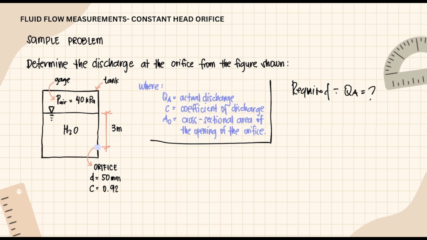Why did I write Q sub A rather than Q sub T? It is because C is already given. If C is not given, then we can only compute for Q sub T, or theoretical discharge, rather than Q sub A, or actual discharge. Also, if H sub L or the head loss is given, then the computed discharge in that particular equation would be Q sub A. If the system is ideal, then we can compute for Q sub T.